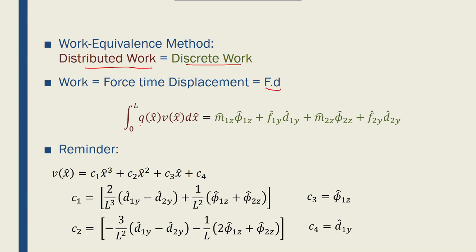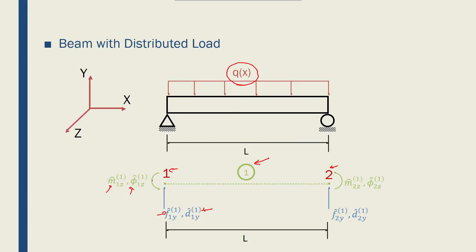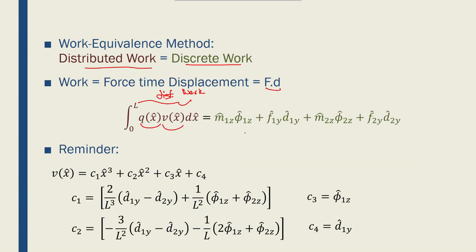Now, we have a distributed force. If we multiply it by the displacement function and integrate it over the length of the beam, it gives us the distributed work. So this is the distributed work. And if I multiply each of these forces by their corresponding displacements, so M by phi and F by d, and add them together, I end up with the right-hand side of the equation, which is the discrete work.